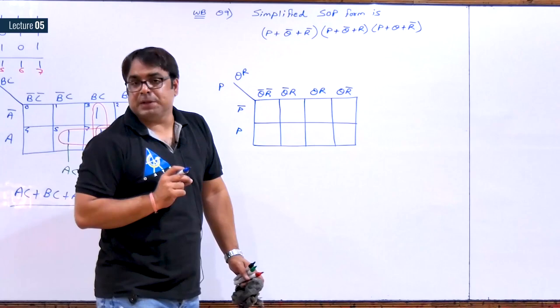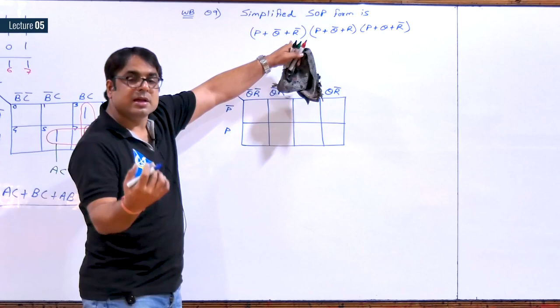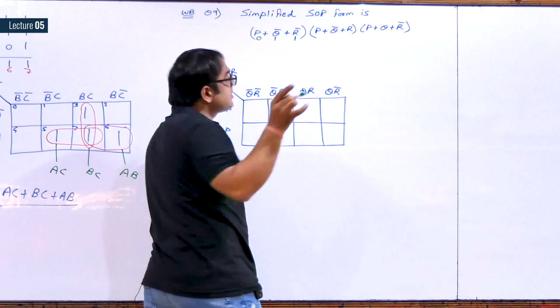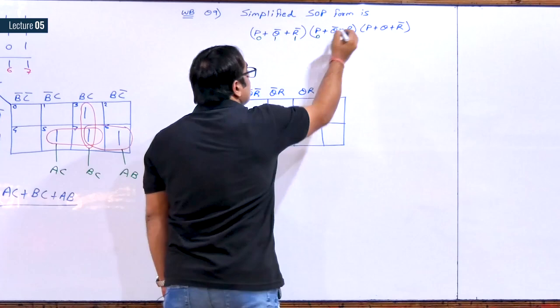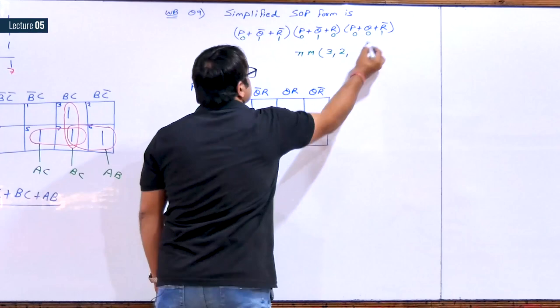To find the minimized SOP, I need to plot min terms. From the expression, you can calculate the max terms, then from the max terms we will get the min terms. I will show you how. The max term number will be 0, 1, 1. The complement is 1. So what are the max term numbers? 011 is 3, 010 is 2, 001 is 1.